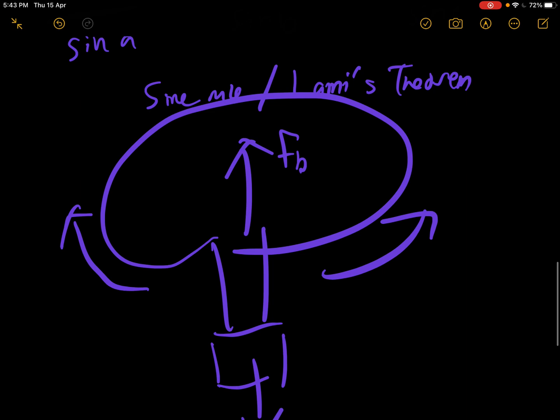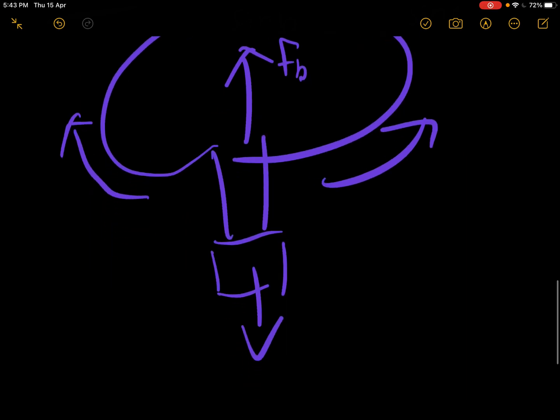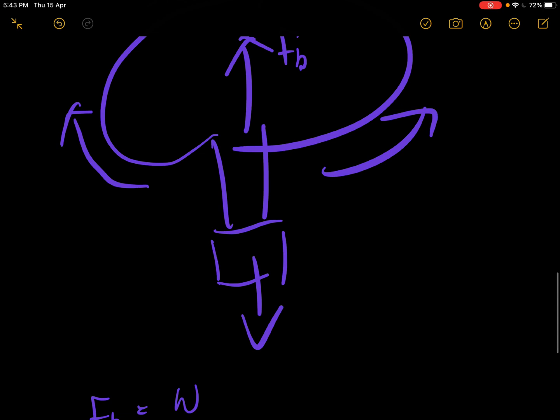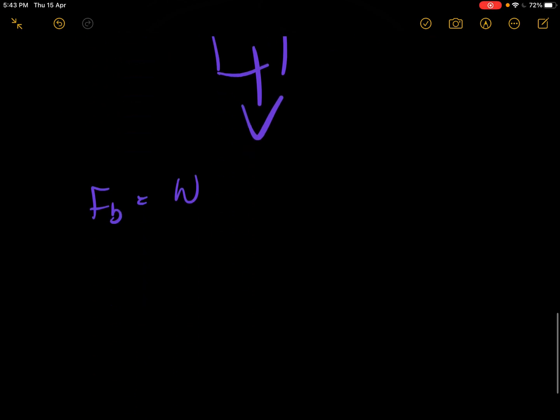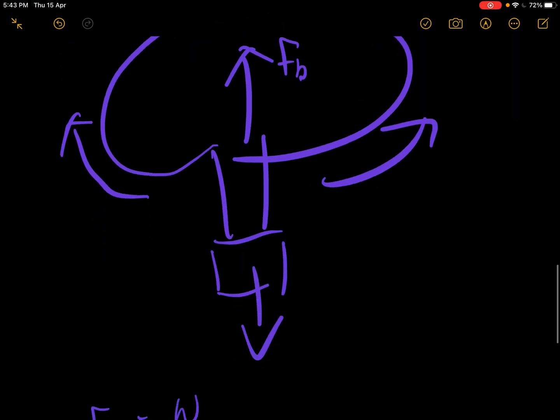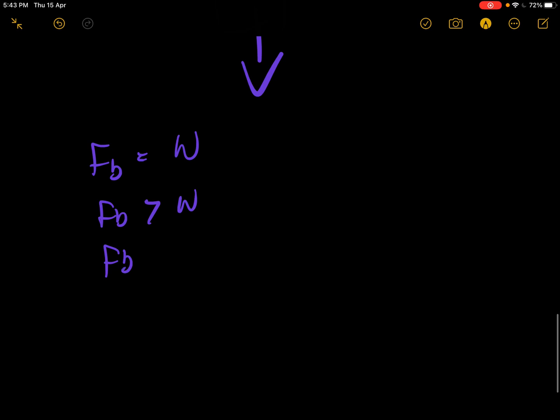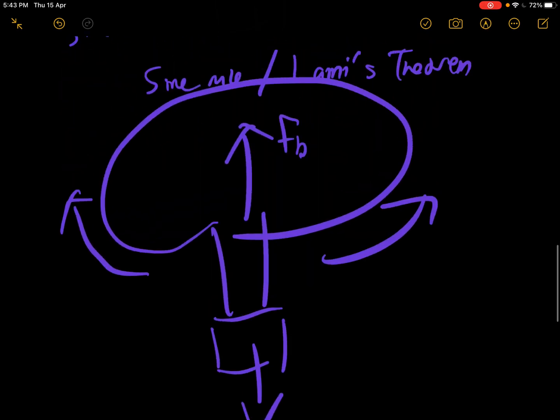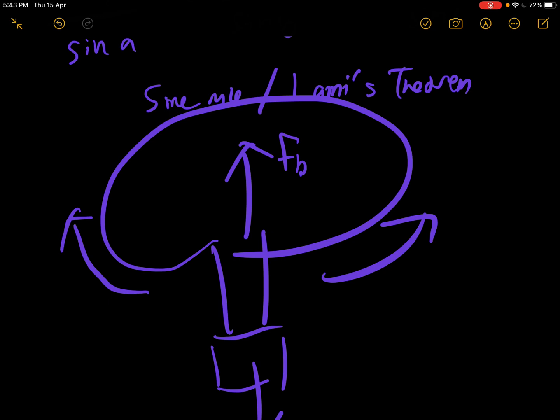But the main thing I want you to know is, number one, if FB is equal to W, then the hot air balloon will be suspended in air. If FB is more than W, the hot air balloon will go upwards. If FB is less than W, then the hot air balloon will go back to the ground.